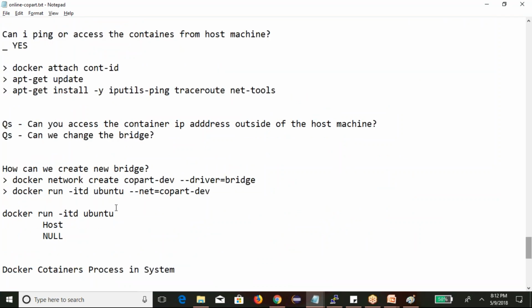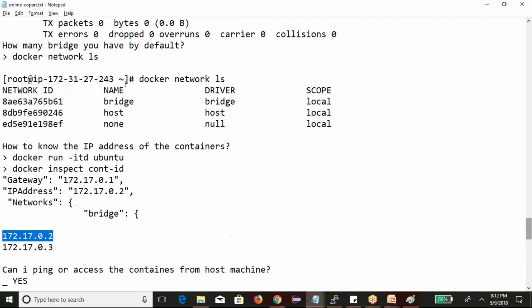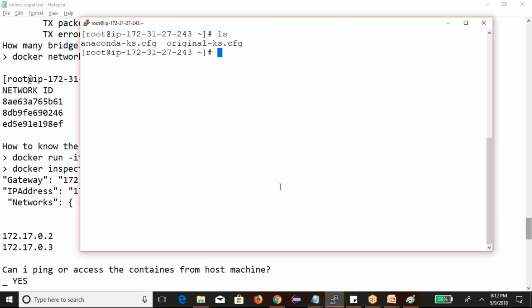So this is the way you have bridge mode, bridge networking, and the bridge is helpful. It releases the IP address to the containers, and because of the bridge, every container gets an IP address. The scope is local.